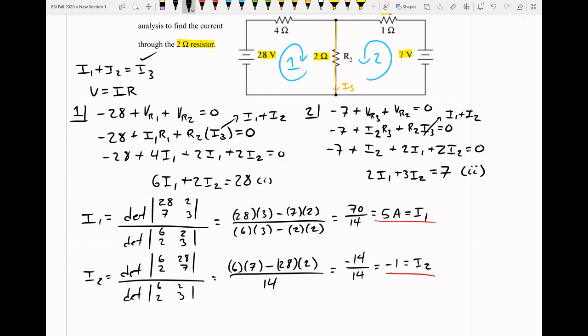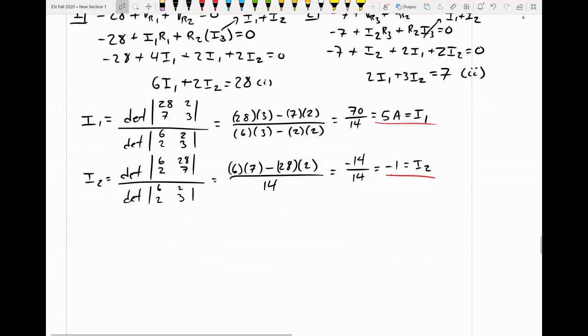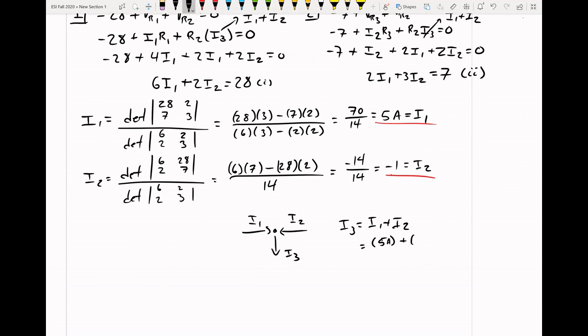So now if we jump back to what we had before, where we assumed that I1 and I2 met up to form I3, we can say I3 is equal to I1 plus I2. If we just plug those in, so 5 amps plus negative 1 amp. So I3 is equal to 4 amps.